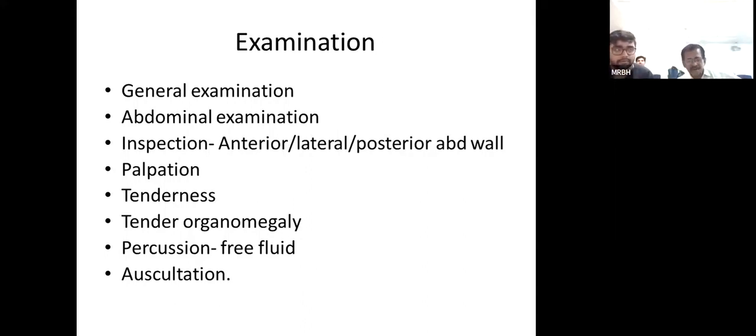So you have done FAST. There is evidence of some fluid in the pelvis and also in the upper quadrant, and there is some evidence of peritonitis. The FAST revealed there is free fluid. What should be the next investigation?